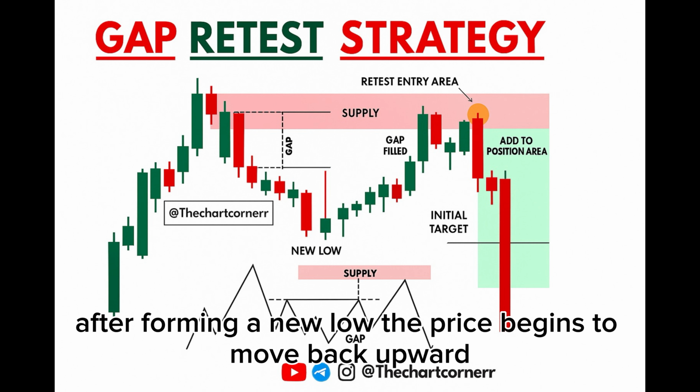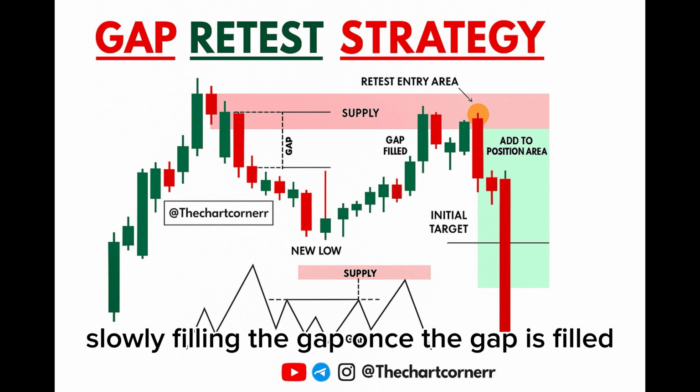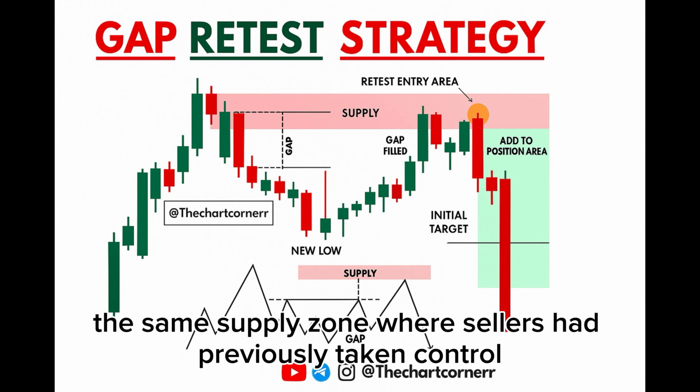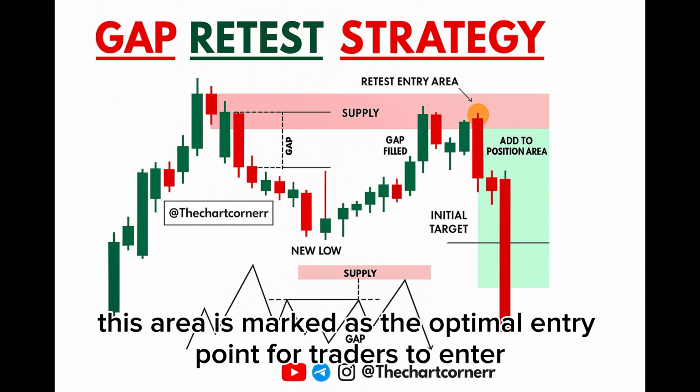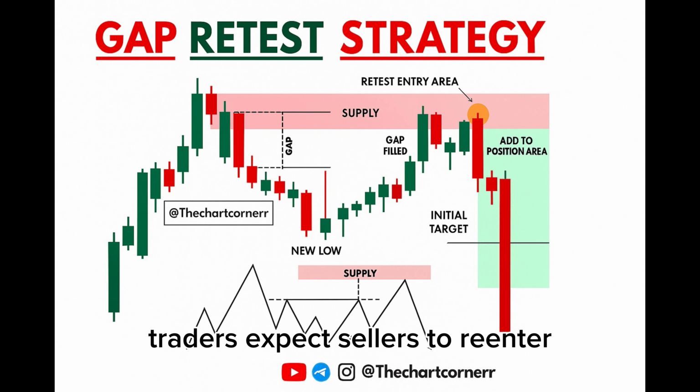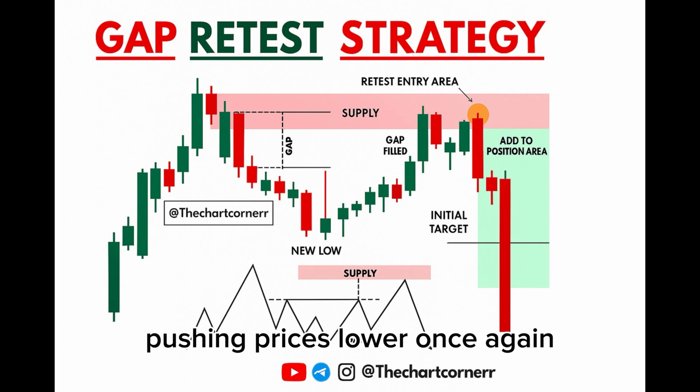After forming a new low, the price begins to move back upward, slowly filling the gap. Once the gap is filled, price reaches the retest entry area, the same supply zone where sellers had previously taken control. This area is marked as the optimal entry point for traders to enter short positions, sell trades. As the market retests this zone, traders expect sellers to re-enter, pushing prices lower once again.